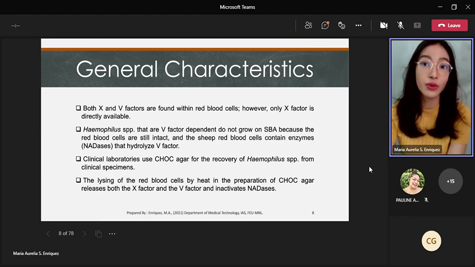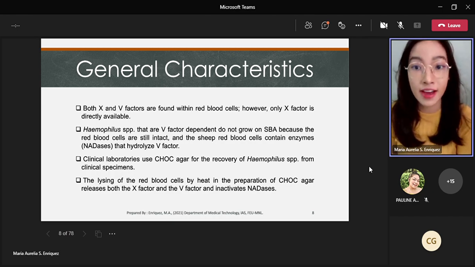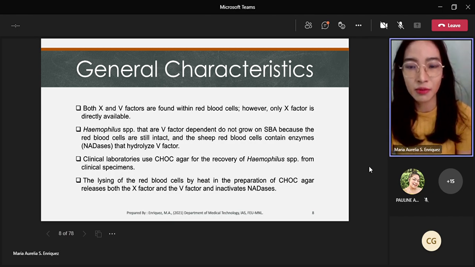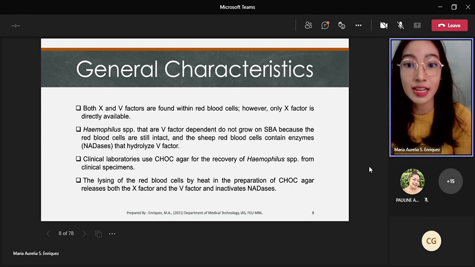Alright, so both the X and V factors are found within red blood cells, although only the X factor is readily available. So kahit hindi i-hemolyze yung, or kahit gumamit tayo ng culture media kung saan hindi hemolyze yung mga RBCs, X factor lang po yung magiging available to the cells.